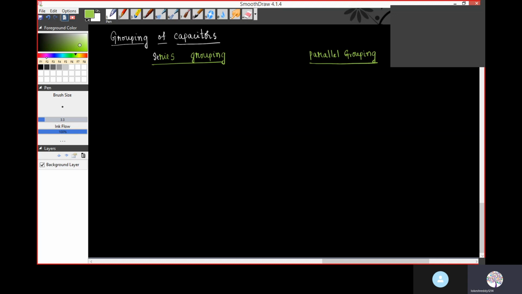Now in series grouping, the capacitors are connected one after the other. What you do is you give a positive charge here, because that is connected to the positive terminal. Now let's see what happens here. If you have a positive charge, then it attracts negative charge here. So this positive is attracting negative, that means it is repelling positive. So the positive will be here only.